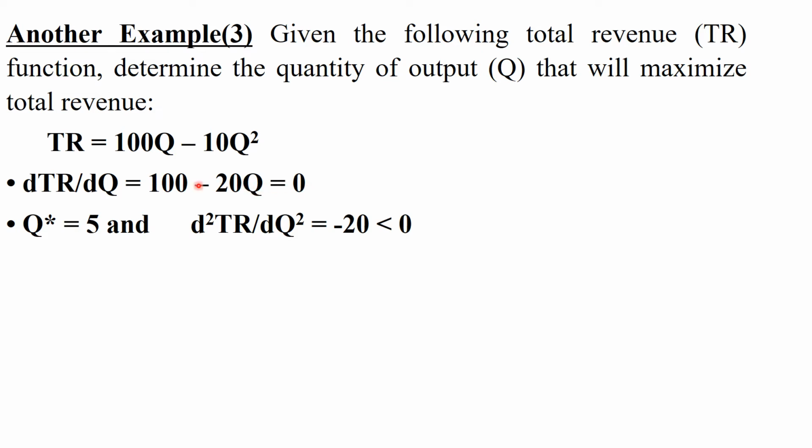It's easy. You put 20Q over here with a positive sign, since this is negative. So 100 equals 20Q. Divide both sides by 20. So here Q equals 5. Q equals 5. Okay.